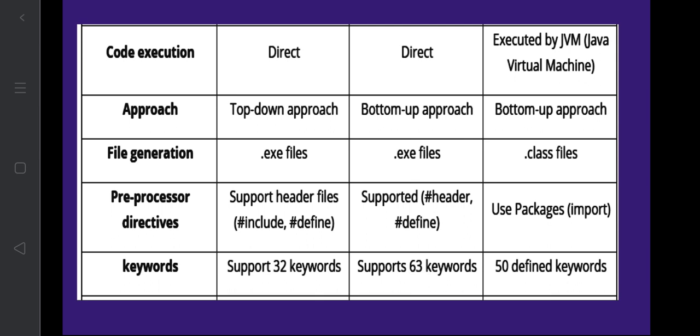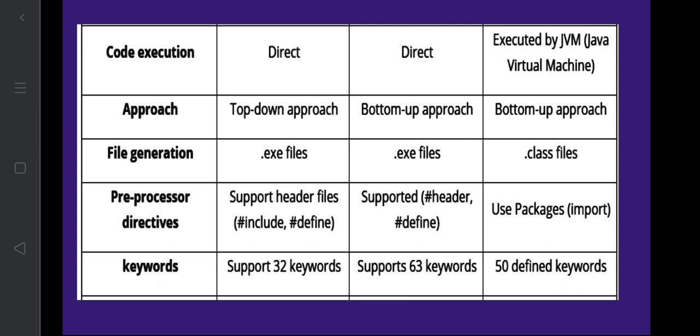Next one is approach. The approach is the top-down approach in the case of C language. What does it mean is it helps to write the program from top to bottom, whereas in the case of C++ and Java the bottom-up approach is used. What does it mean is initially we write classes and objects, and the objects consist of methods and members. So we first develop the objects and then we collect the objects to form the software or the program. So that is called a bottom-up approach.